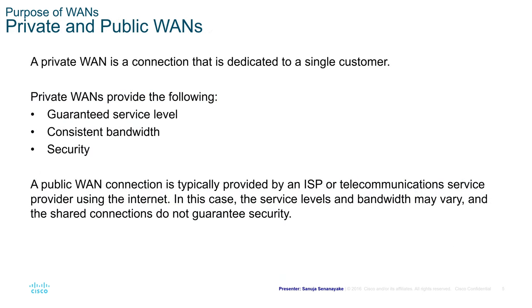Private and public WANs. A private WAN is a connection that is dedicated to a single customer. Private WANs provide the following: guaranteed service level, consistent bandwidth, and security. A public WAN connection is typically provided by an ISP or telecommunication service provider using the internet. In this case, the service levels and bandwidth may vary, and the shared connections do not guarantee security.